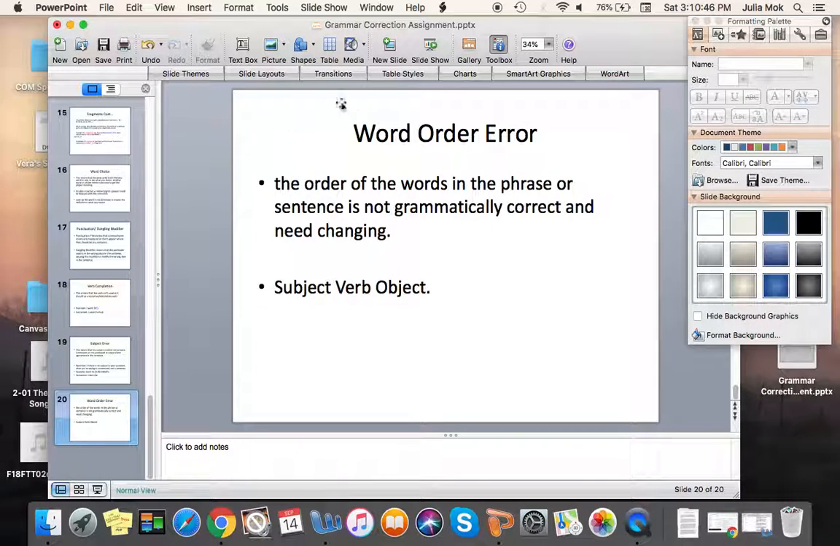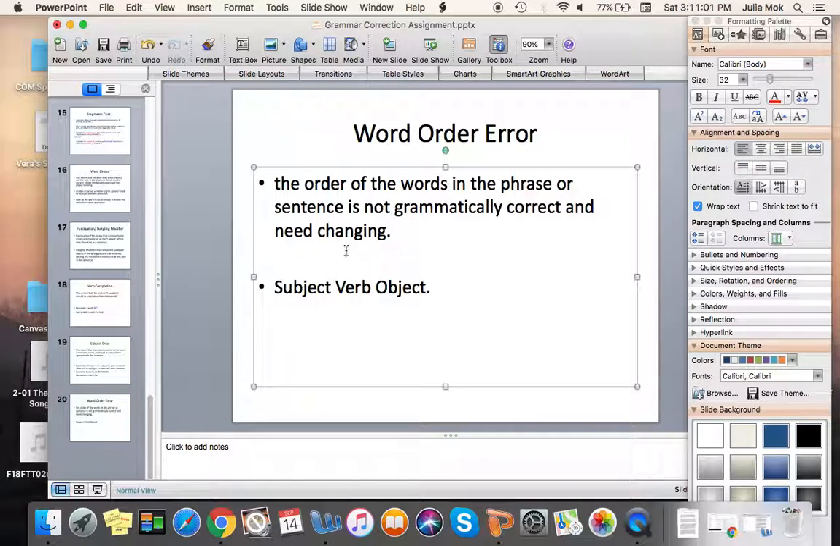Last one is a word order error, which means the order of the words in the phrase or in the sentence is not grammatically correct and needs changing. The order needs changing.